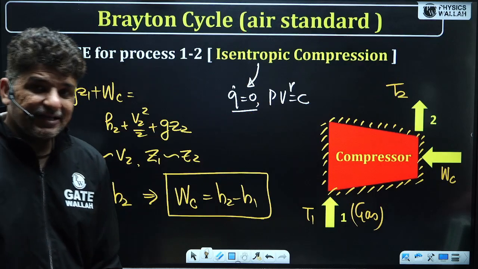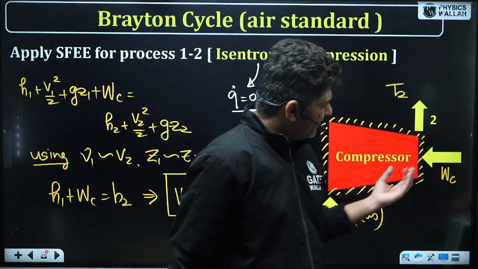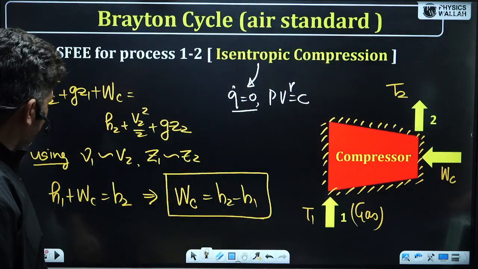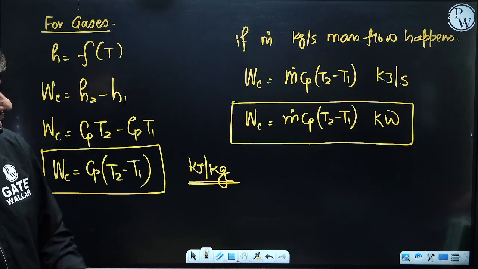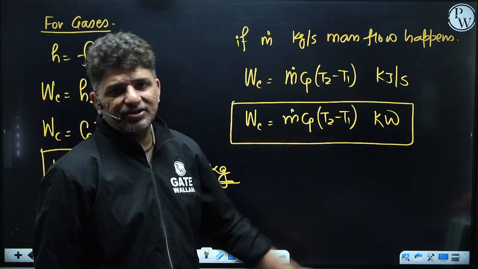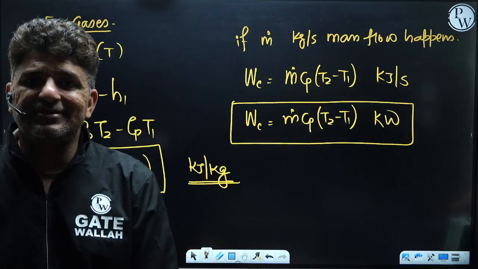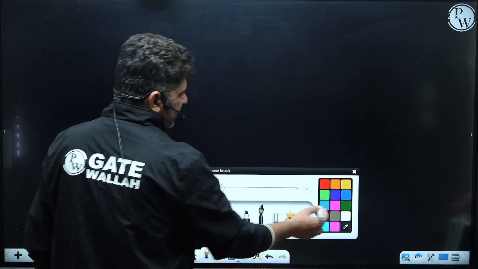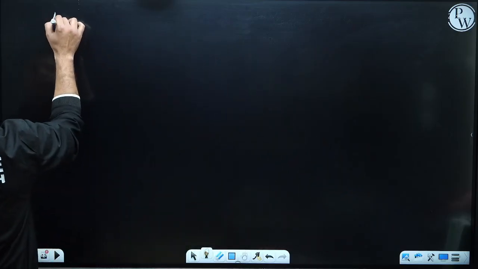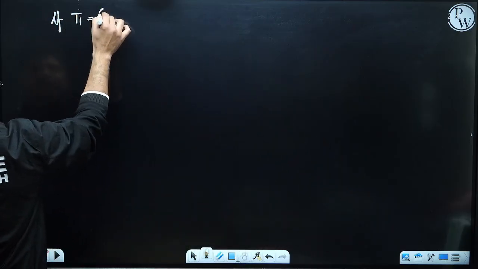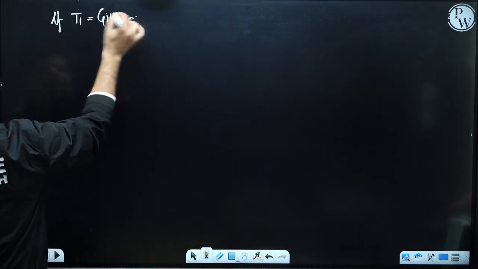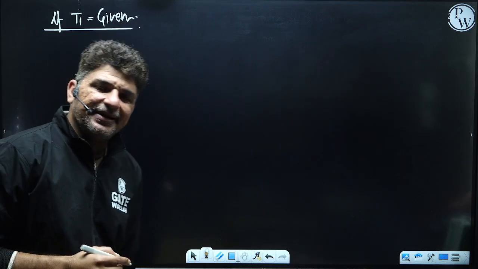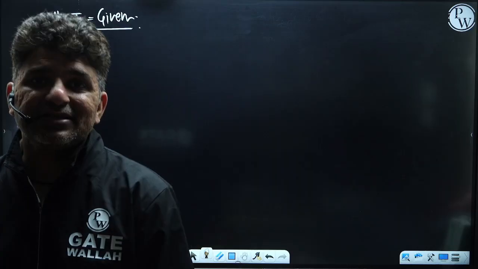In the compressor, we have seen that work required in compressor is Cp (T2 minus T1). But how do we calculate T2? Generally in Brayton cycle, they will provide you T1. If T1 is known, or if T1 is given, how do we calculate T2? Because work in compressor is Cp (T2 minus T1), so you should know what is T2.